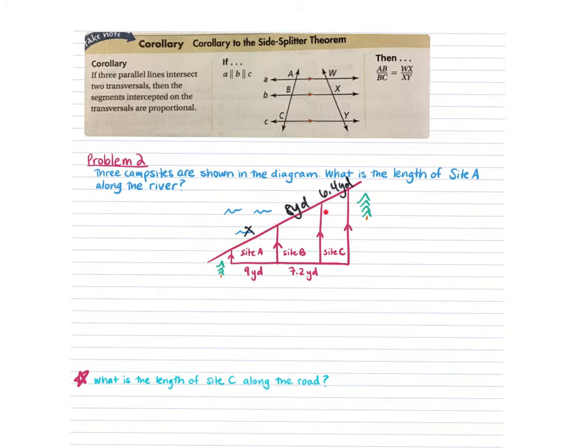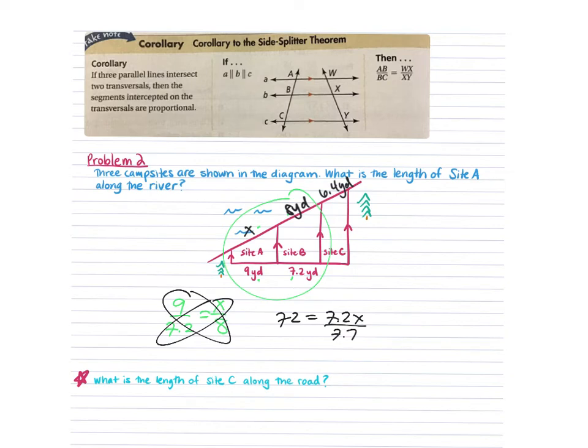Since these are parallel lines, we can use these four. So this over this equals this over this: 9 over 7.2 equals x over 8. Then cross multiply, so 72 equals 7.2x. If we divide by 7.2, we get 10. So x equals 10, and the length here is 10 yards.